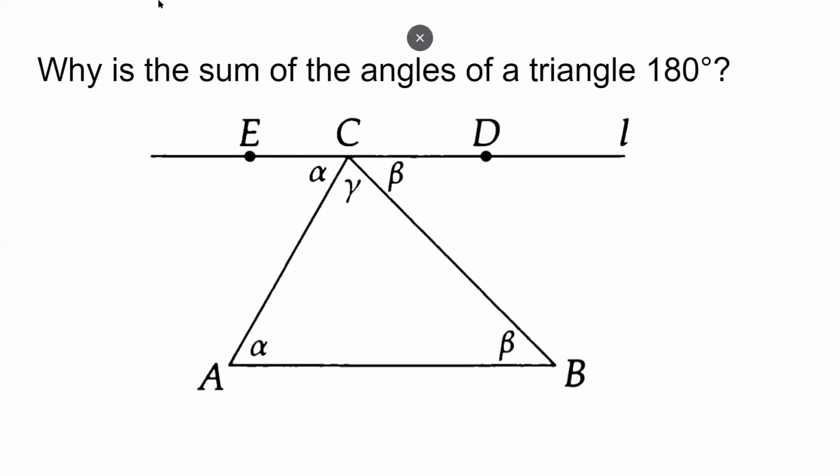So we can use this to prove why the sum of the angles of a triangle is 180 degrees. Let's say we have a triangle ABC. Then we have AB parallel to this line L. If we look at this angle and this angle, they have to be the same, because we can treat this line as a transversal of the two parallel lines AB and line L. That makes these alternate interior angles, and you can see they look the same. So these two angles are equivalent.